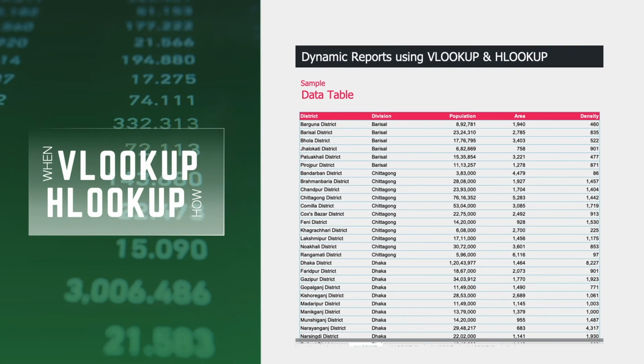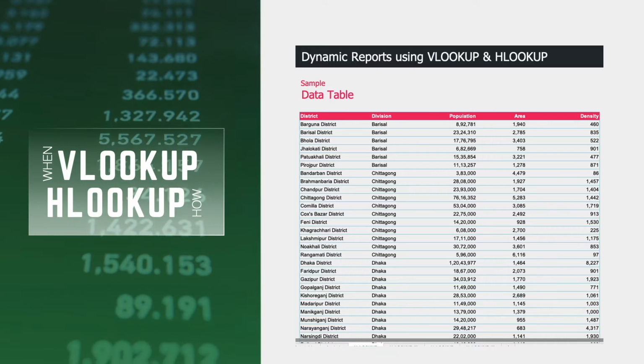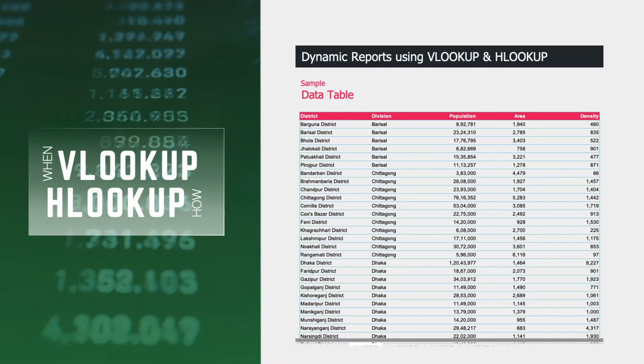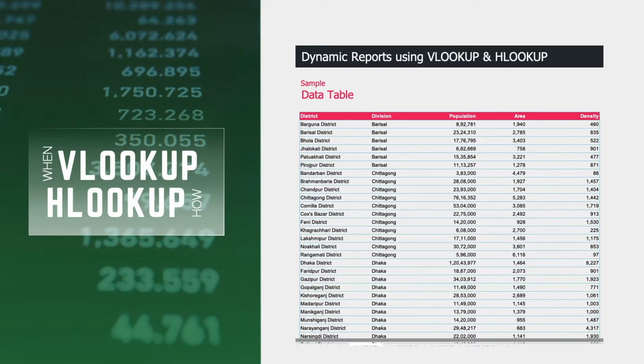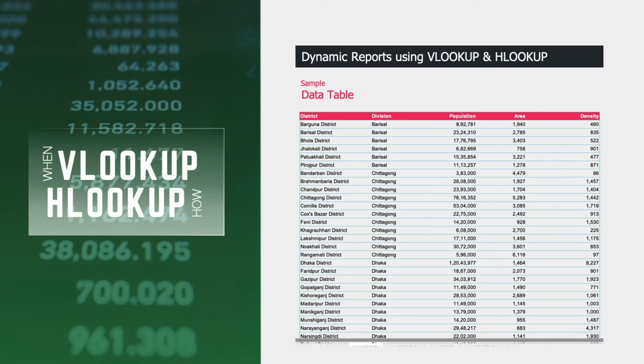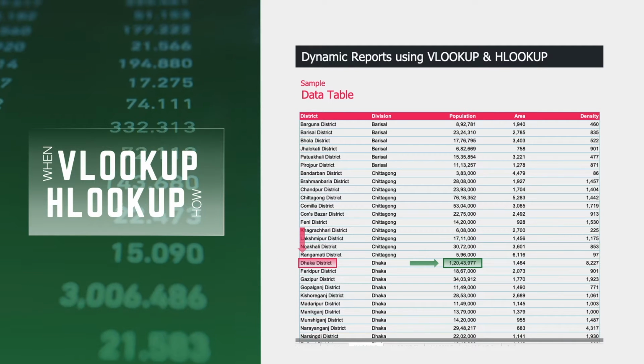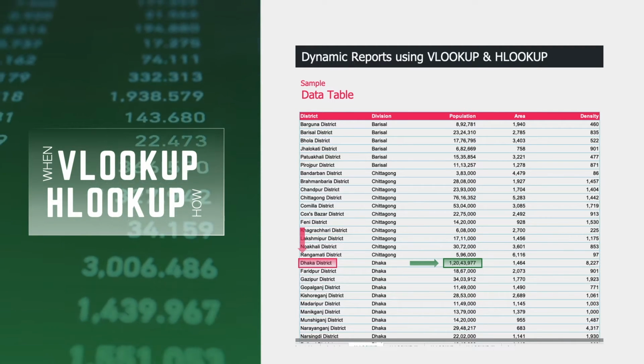In today's tutorial, we're going to be looking into how we can use VLOOKUP and HLOOKUP functions in Microsoft Excel. Now, the main purpose of these two functions is to look up a value in a big data table and give you a corresponding value back that's sitting in the same row.